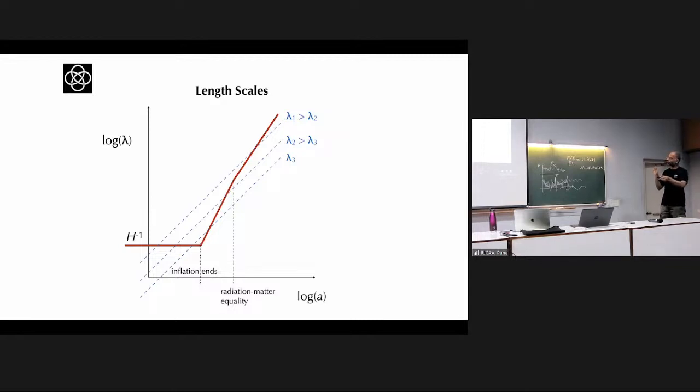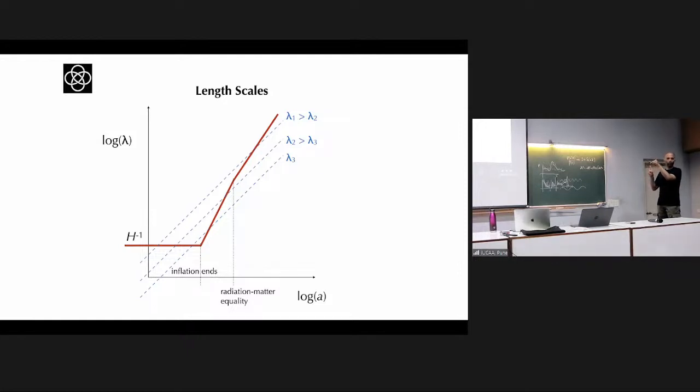When I do this log lambda versus log a, what do these curves look like? Straight lines with what slope? Lambda is proportional to a, so log lambda will have slope 1. Good. So these dashed curves that you see are slope 1 curves.